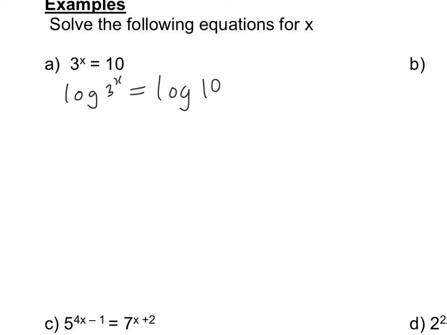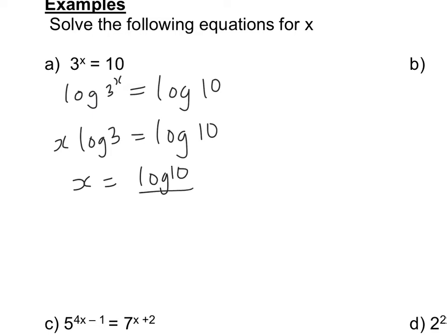If we now use our log rules, we can see this power can be brought to the front, and we can write the log of 3 to the power of x as log of 3 multiplied by x, or x log 3. So x log 3 equals log 10, and then this log 3 is just a number. It's like having 5x or 10x or whatever, so you can divide by the number of x's you have. We can divide by the log of 3 to get x on its own. So the log of 10 divided by the log of 3 is x.